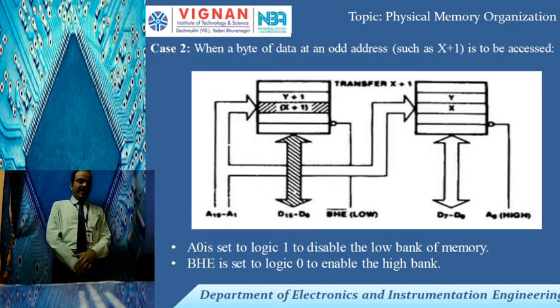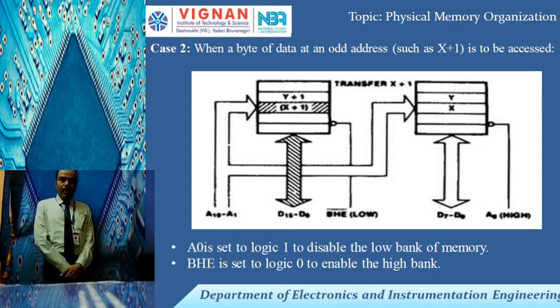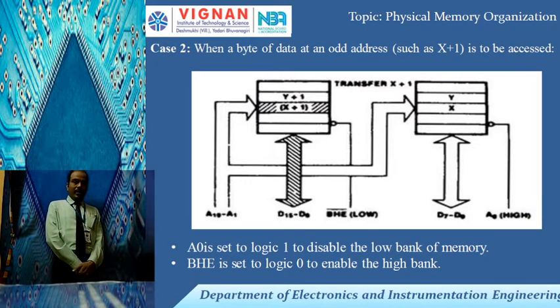Whereas in the second case, a byte of data at an odd address, that is X plus 1, is to be accessed. Where is the X plus 1 address? That is an odd address, in the odd bank.